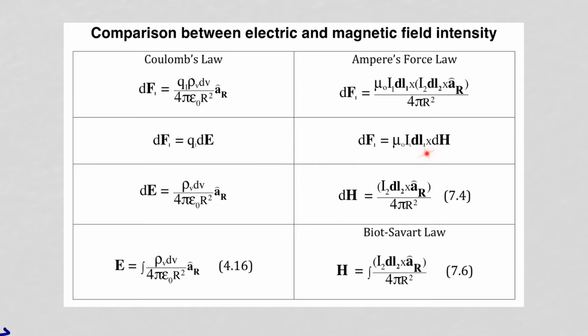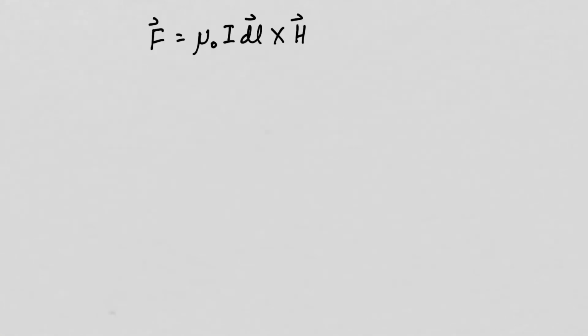Here is the equation we had for the force on a differential current element in a magnetic field. Here I've rewritten this force on a current element I dL in a magnetic field H. Ampere had to deduce this equation by looking at the forces between current-carrying wires.